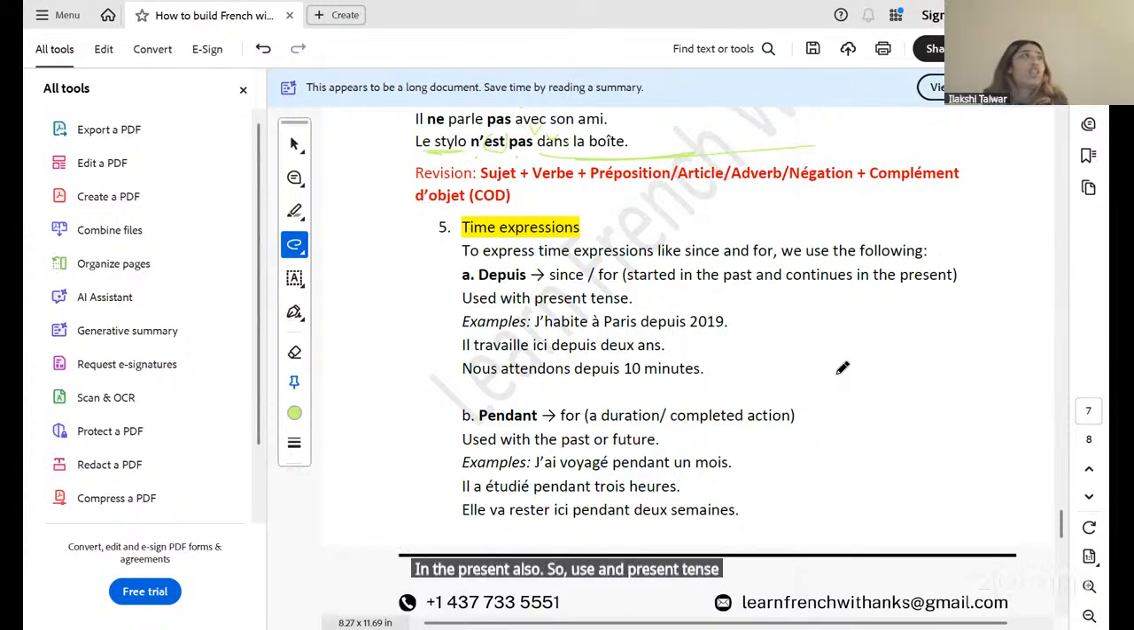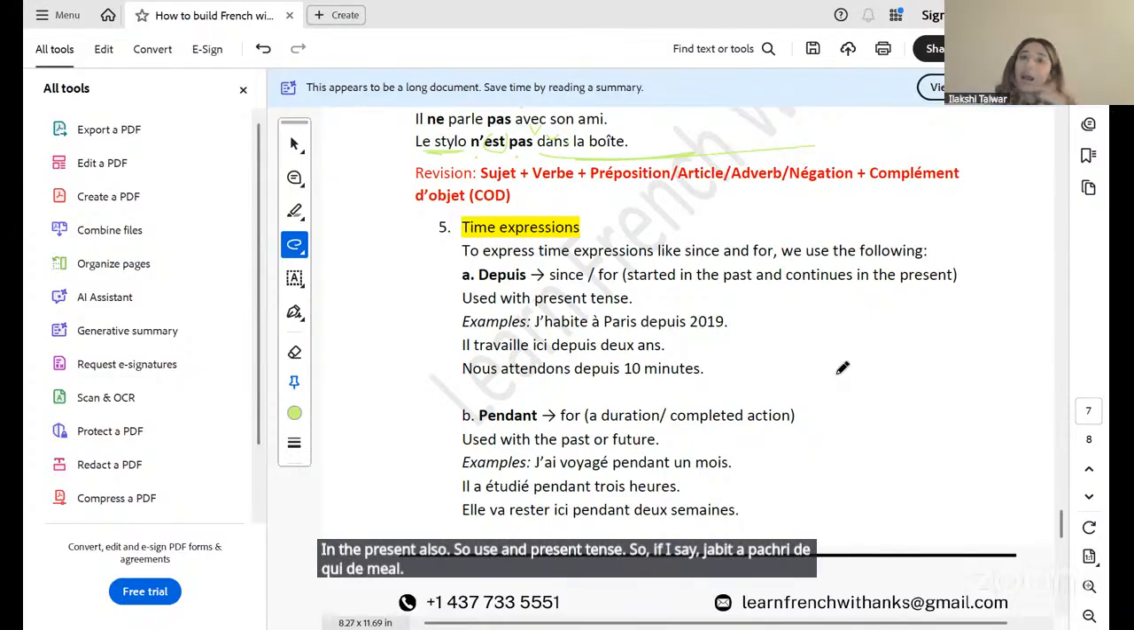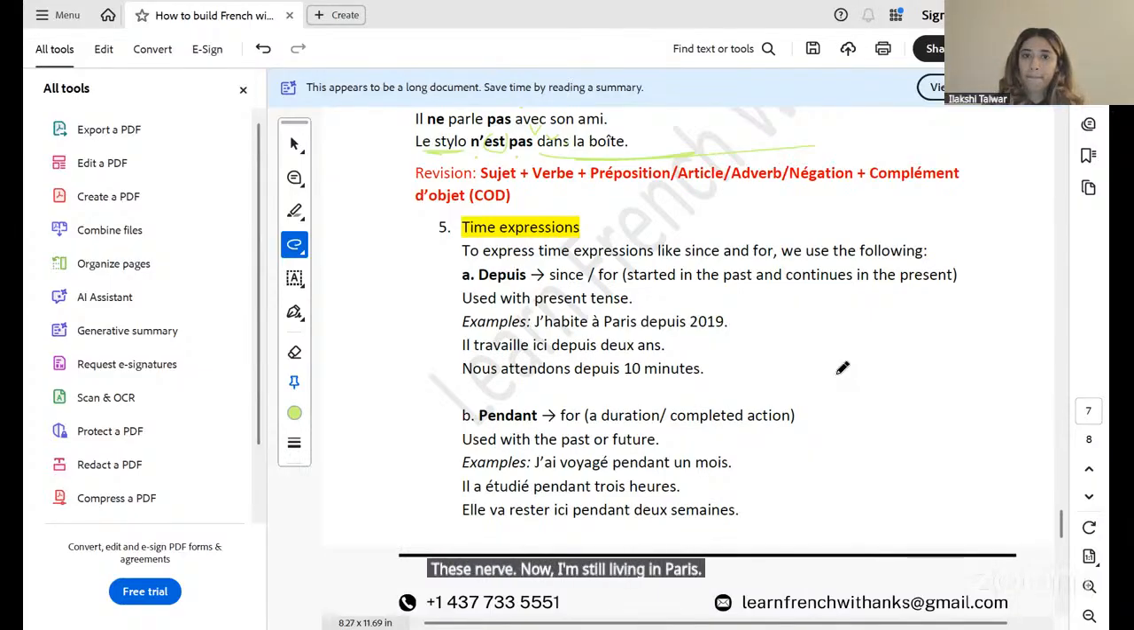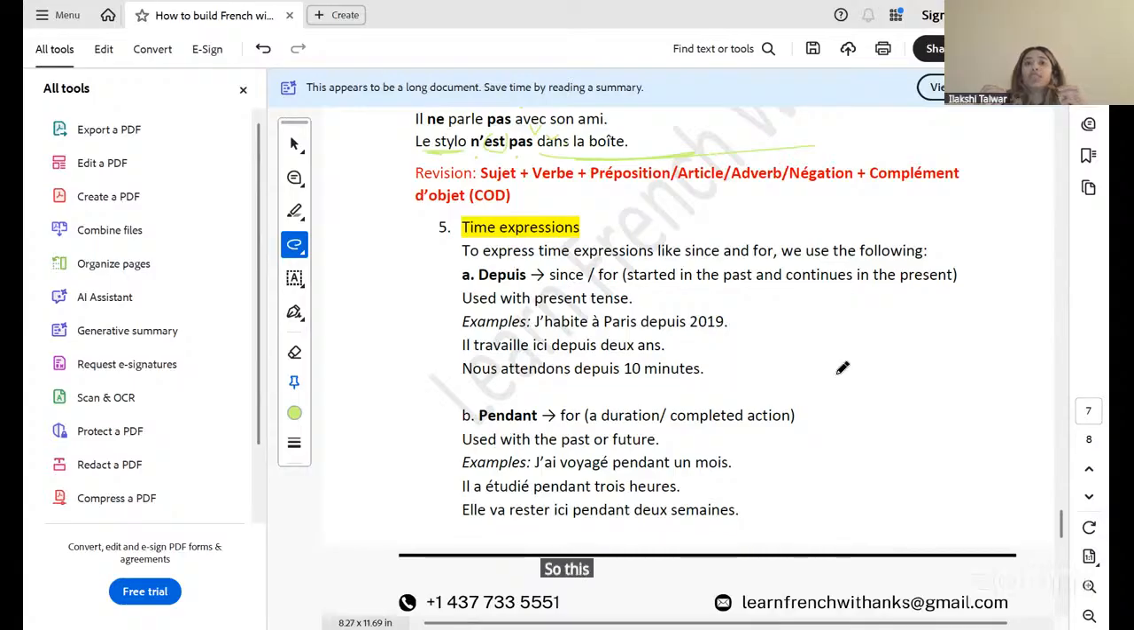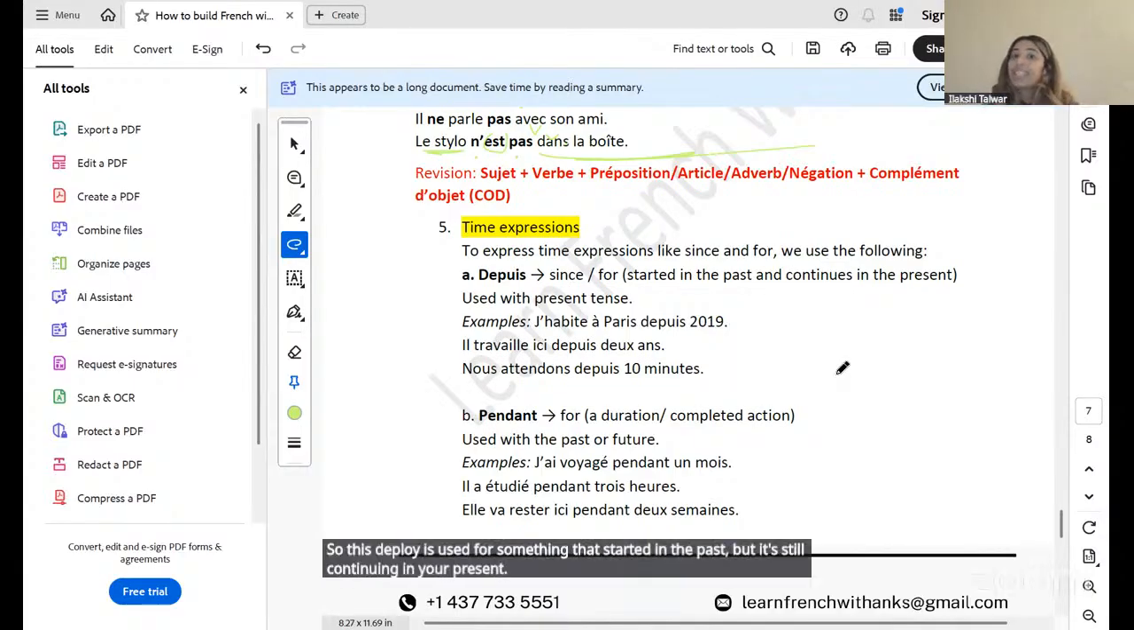So if I say, j'habite à Paris depuis 2019. Now, I'm still living in Paris. Il travaille ici depuis 2 ans. He's working here since 2 years. Now I'm still working, no? Hence I'm using depuis. Nous attendons depuis 10 minutes. We're waiting since 10 minutes. I'm still waiting. So this depuis is used for something that started in the past, but it's still continuing in your present. That's your since.